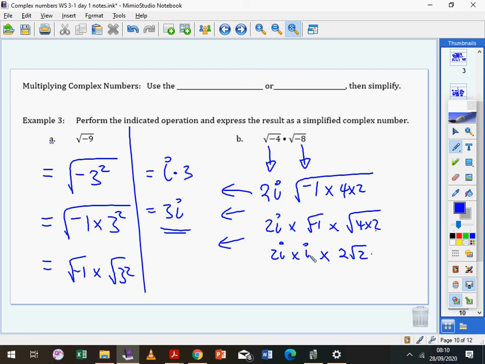And then this negative 1 is also i, so I have an i right there. So I have 3 i's, which I now turn into negative i, and then I have 2 times 2, which is 4 root 2 i, but it's all negative. Yeah?